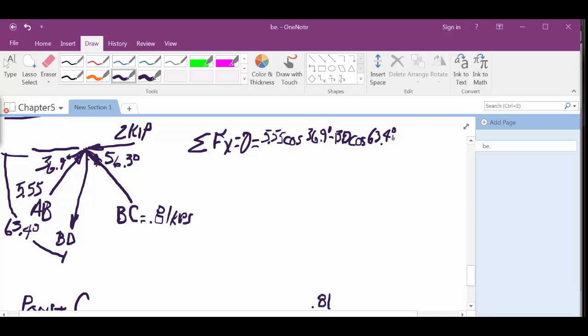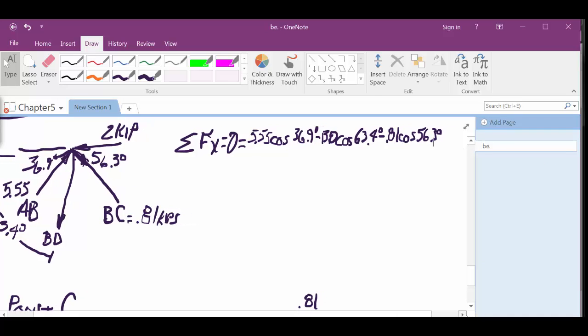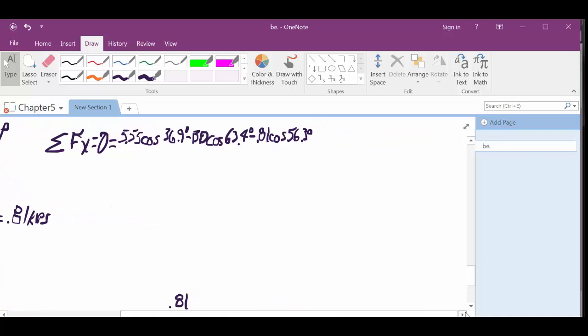Minus BC, which we know is 0.81, right? Cosine of 56.3. And let's get a little more paper here. And then minus 2 kips. Okay, so if we wanted to, you could go, let's just leave that for now. Actually, we could solve that, couldn't we? Yeah, we only have one unknown, so you could solve for that.